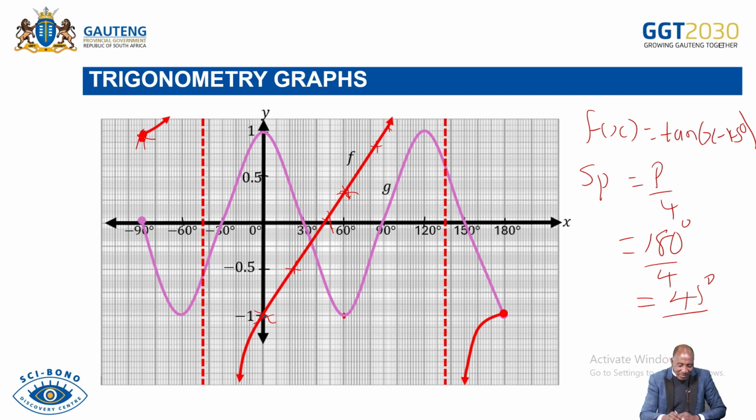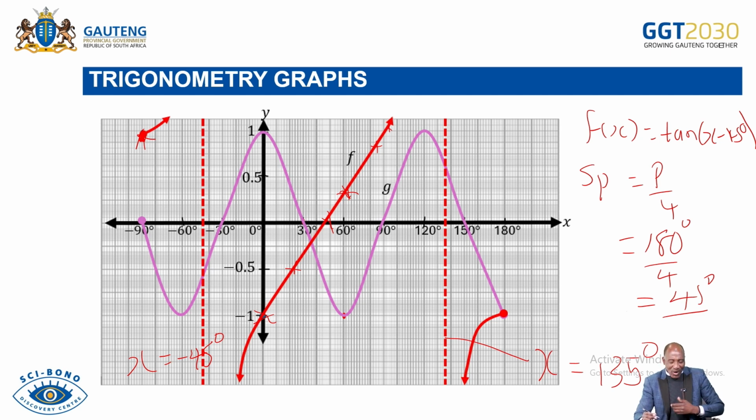So the first branch of our tan graph will start at negative 90, which is when y is 1. Then it will continue closer and closer to the line of asymptote, which is negative 45 degrees. This is your x equals negative 45 degrees. And this one here is your x equals 135 degrees. Those are our lines of asymptotes. That is our tangent graph.